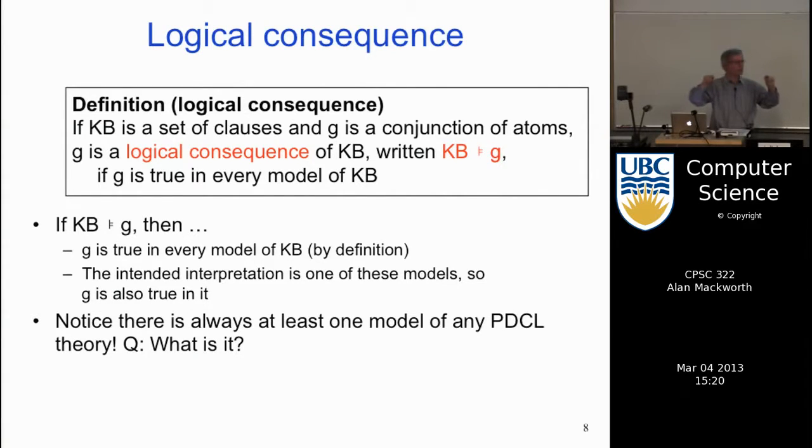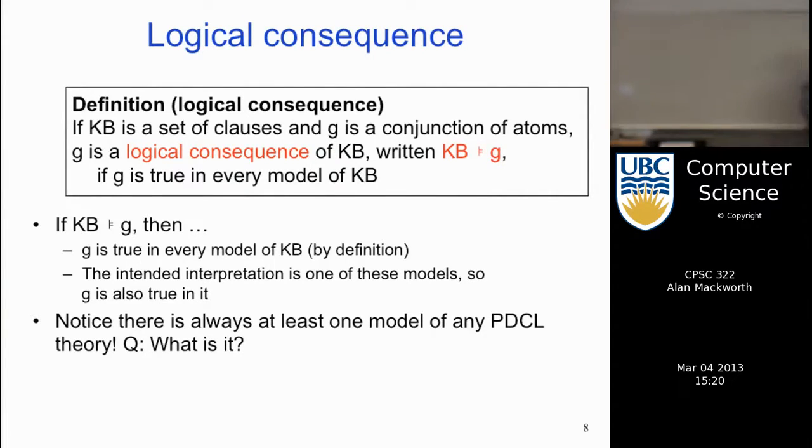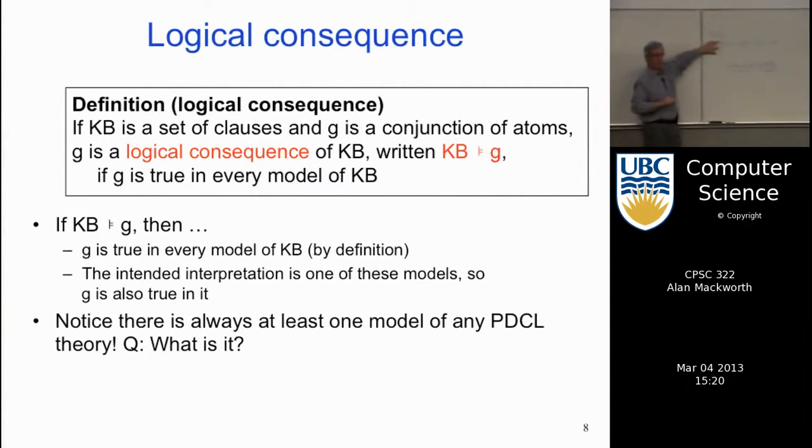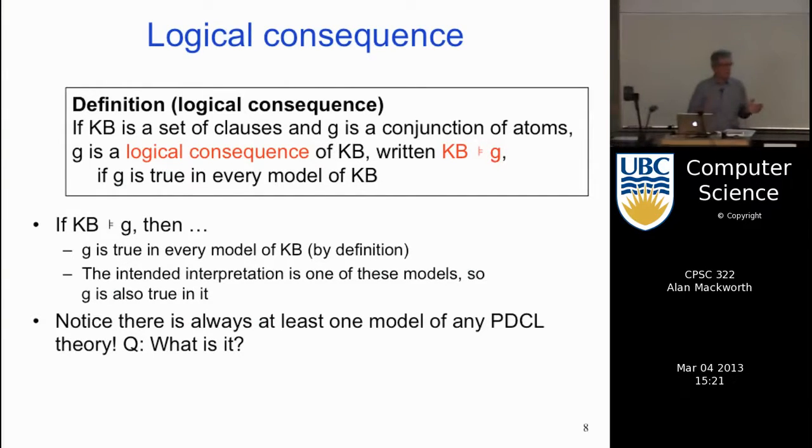Okay? Now look at the clauses. If they're all in this form, which they have to be in a PDCL theory, true and true and true and true and true implies true. This clause will be true. Any clause in this form will be true. Right? So there's always a model for this kind of theory. There's always at least one model.